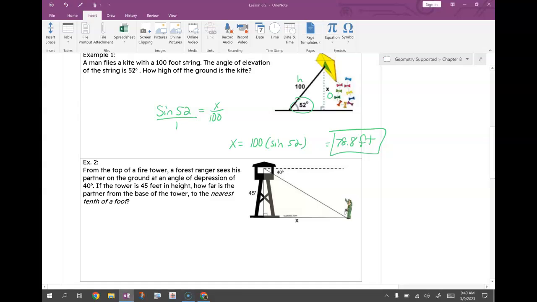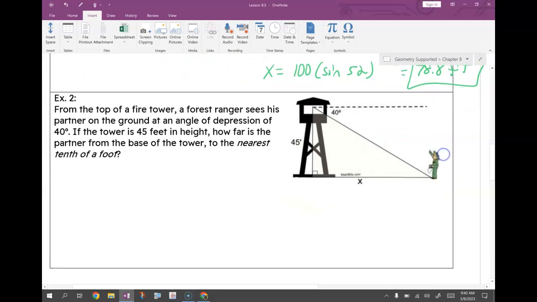All right, example 2. Again, we have a picture for you. From the top of a fire tower, a forest ranger sees his partner on the ground at an angle of depression of 40 degrees. If the tower is 45 feet in height, how far is the partner from the base of the tower? So, hold on. Are you guys okay with understanding where the 45 goes? Are you okay with understanding where the X goes based on what the words are telling us? Are you okay with that?